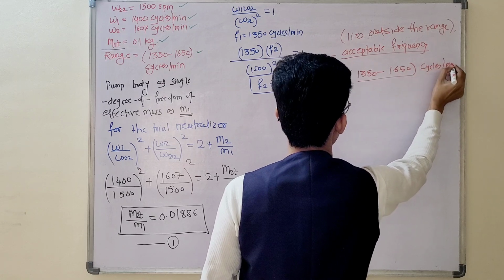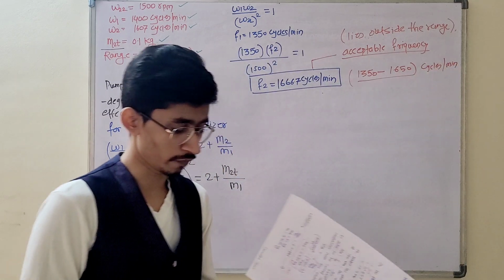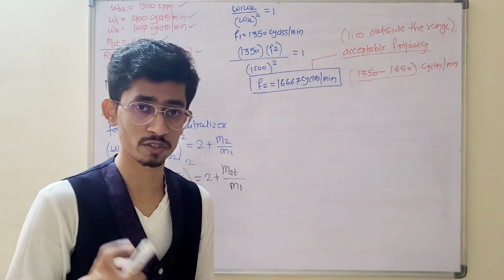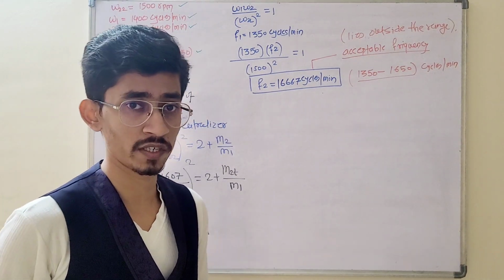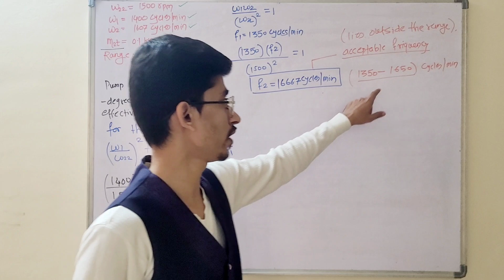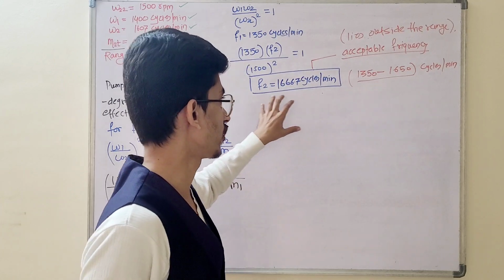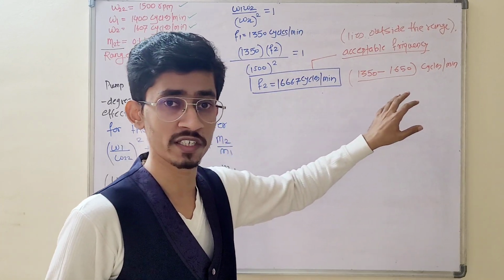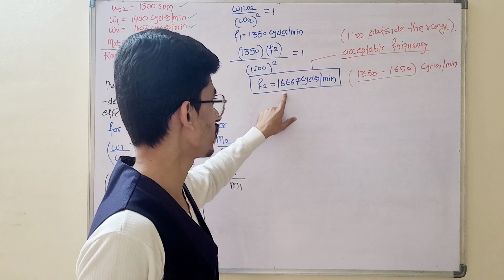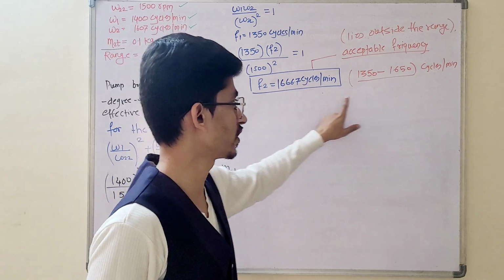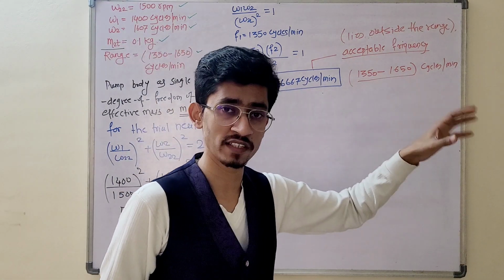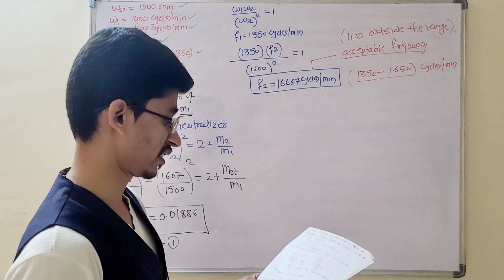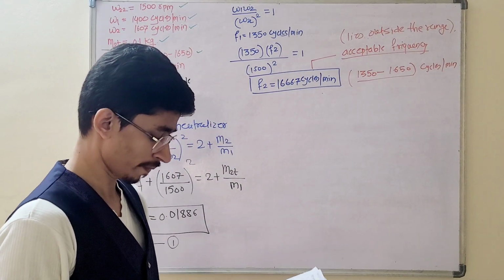cycles per minute. So this is a very good understanding for you. If you understood this phenomenon, then it is very easy. The range is given, and whatever the frequency is, it should lie outside; then and only then is it acceptable. You can see 1666.7 is higher than this range, so this value is acceptable.